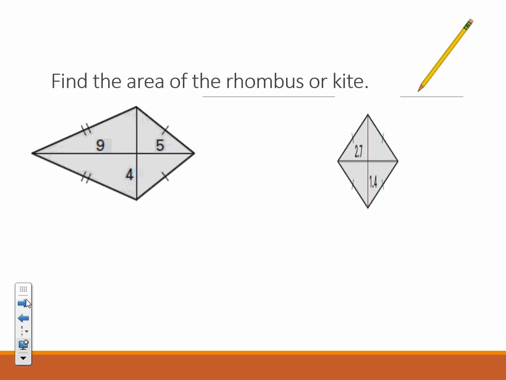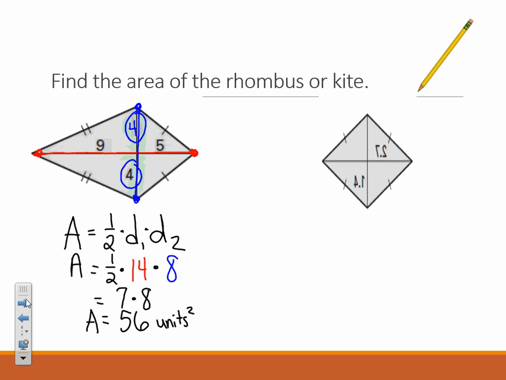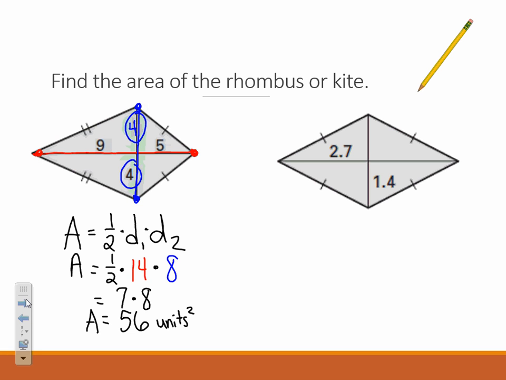Now let's take a look at another example. What about this one? This one is a picture of a rhombus. I can tell because all of the sides are marked congruent there. So the same formula would apply. Area equals 1/2 diagonal 1 times diagonal 2.